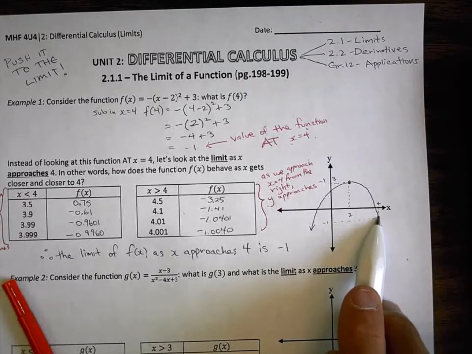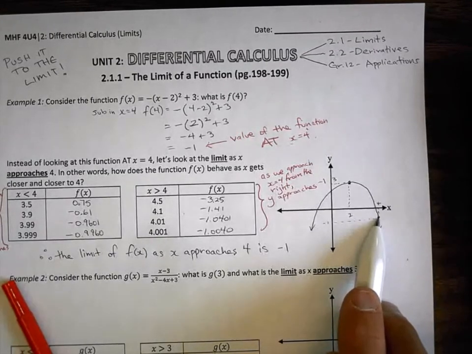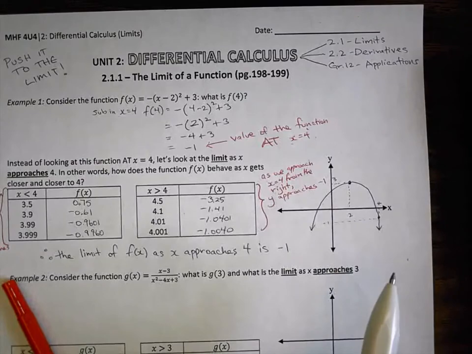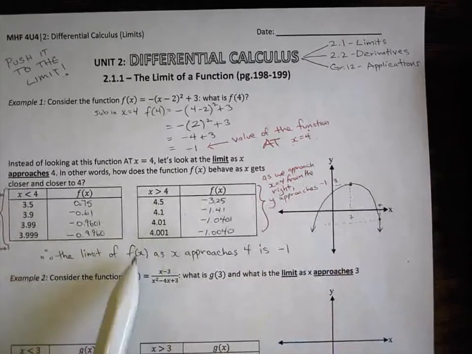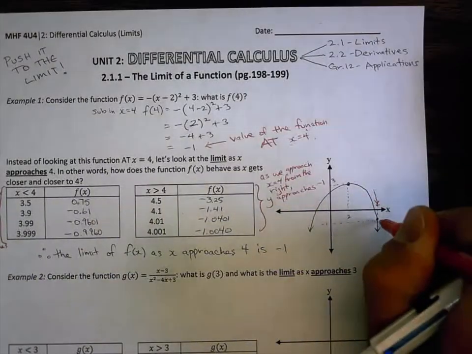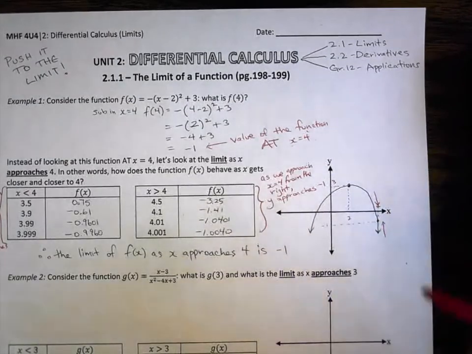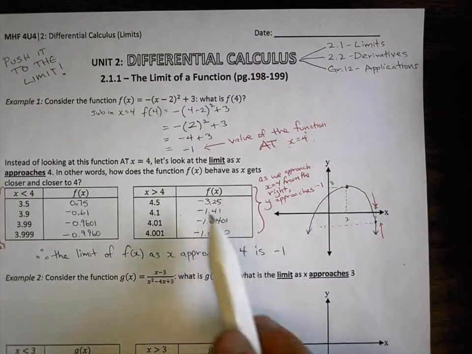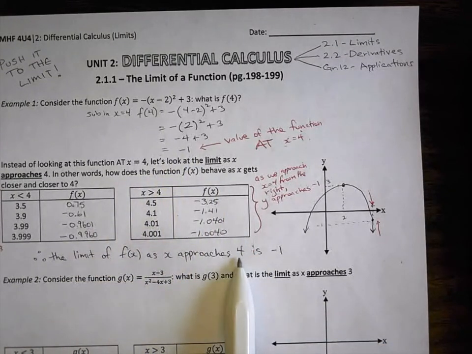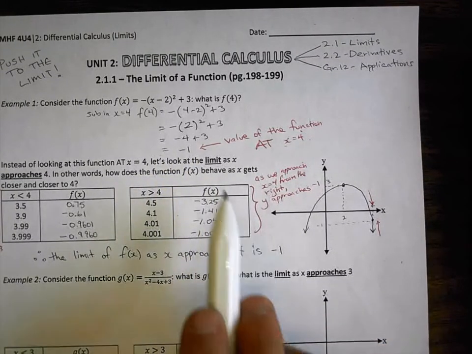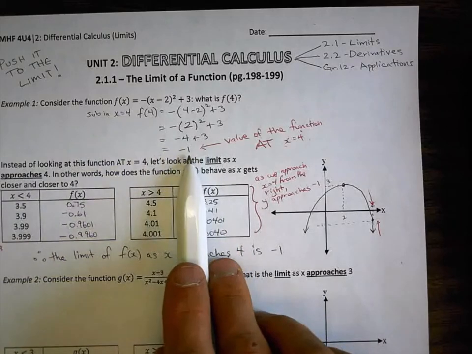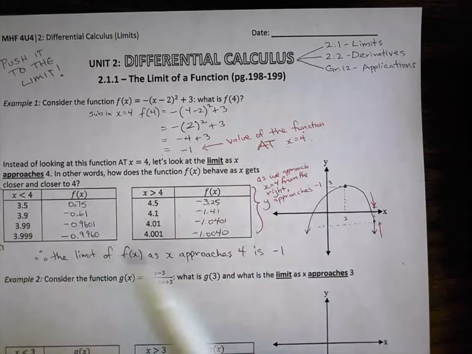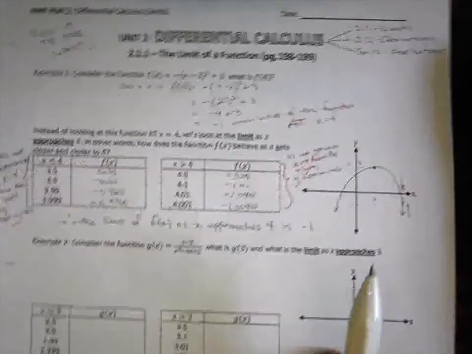The limit, we don't care what actually happens at x equals 4. We only care about what happens as we get closer and closer from either side. I draw arrows to show from the left and from the right. Now, for a question like this continuous quadratic equation, the limit at x equals 4 is negative 1, and the value at x equals 4 is negative 1. So they're the same number, and this whole process seems like a waste of time.